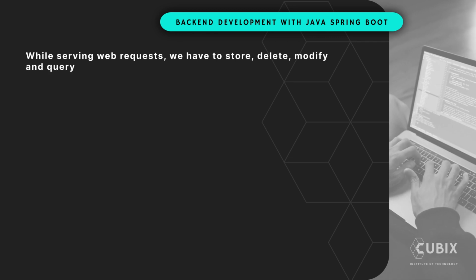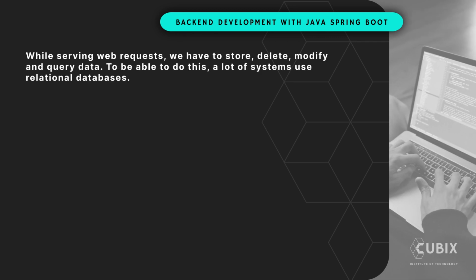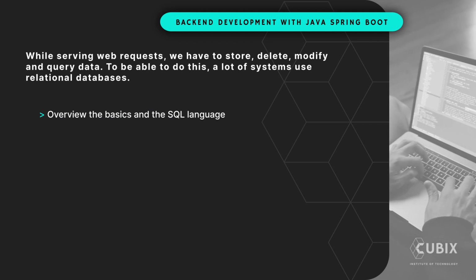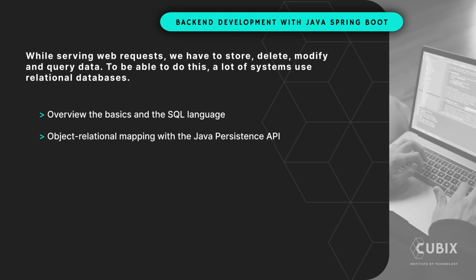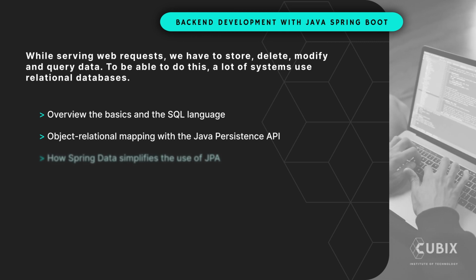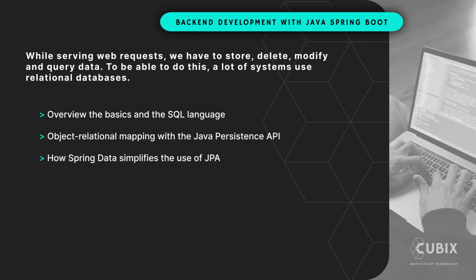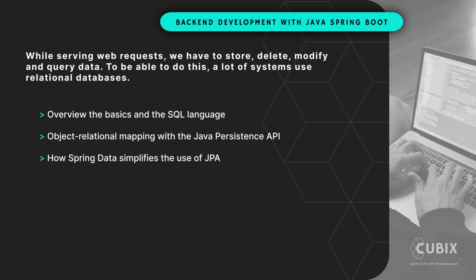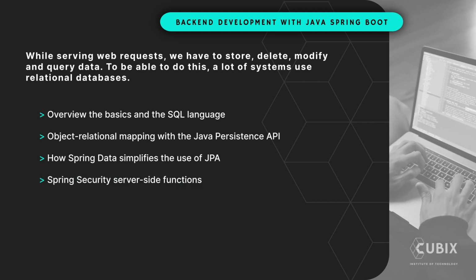While serving web requests, we have to store, delete, modify and query data. To be able to do this, a lot of systems use relational databases, which is why we review their basics and the SQL language. Then we will go through how object relational mapping with the Java Persistence API makes it easier for us to access relational databases, and how Spring Data simplifies the use of JPA even further. Finally, we will discuss how you can ensure, with the help of Spring Security, that the individual server-side functions can only be accessed by those who are authorized to do so after proper authentication.